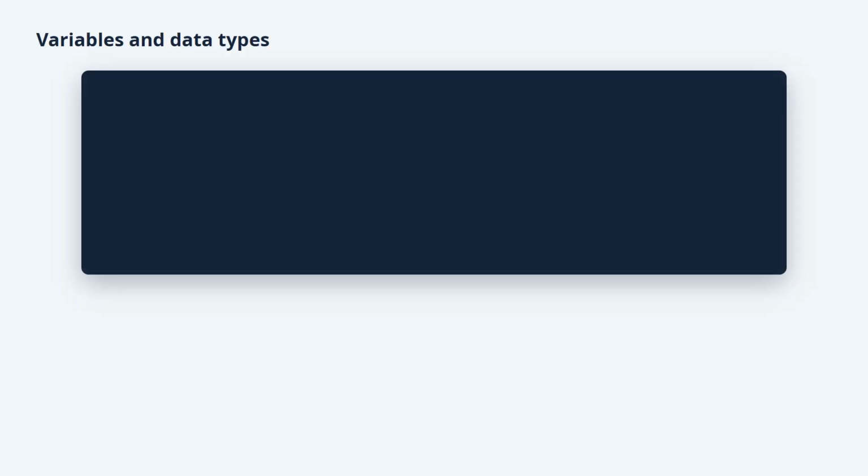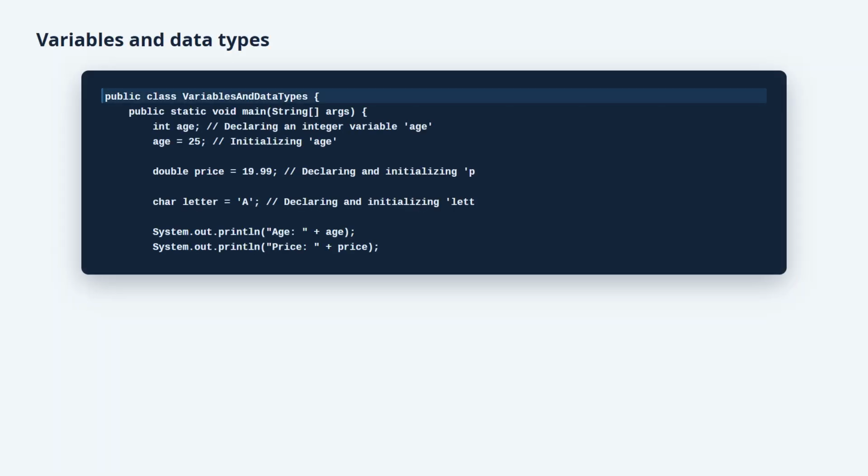In this section, we're going to explore variables and data types in Java, which are fundamental concepts every beginner needs to understand. Let's start with variables. Think of a variable as a container that holds data. In Java, you need to declare a variable before you can use it. For example, if you want to store an integer value, you'd write something like int age. This tells Java you're creating a variable named age that will hold an integer value.